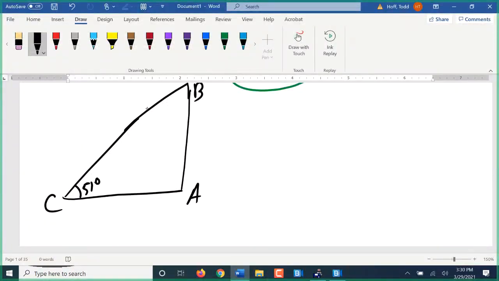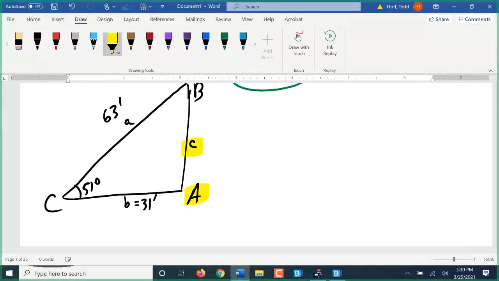The angle E is 51 degrees. I'm gonna give you side A up here, and side B down here is, oh, let's go 30. Find side C, angle A, angle B for me. Couple minutes. Write the formula down.